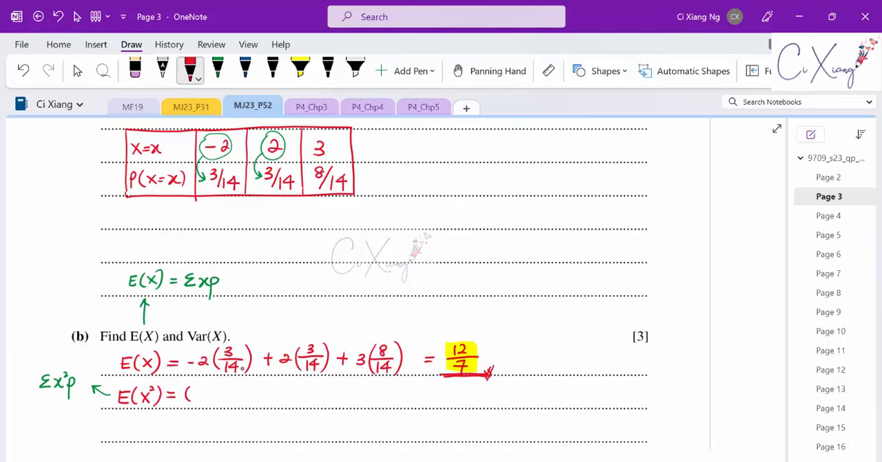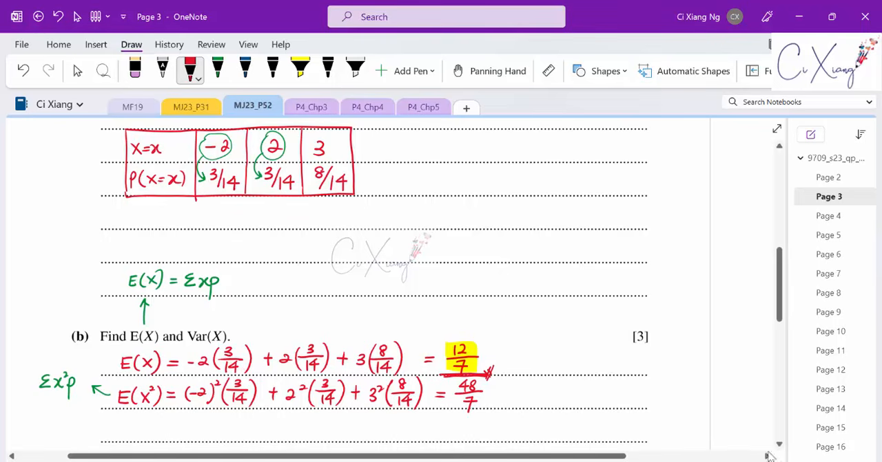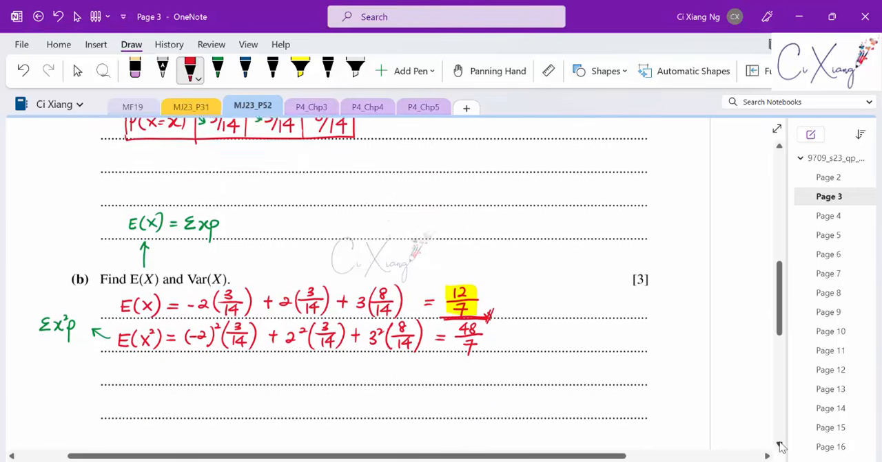So if I write out the step, I'm having -2, which is the x, I square it first, then multiply with the p. Same thing happens for the rest. Okay, and then by right, you should get a fraction also, which is 48/7. And we haven't completed yet. Next, we want to find the variance.